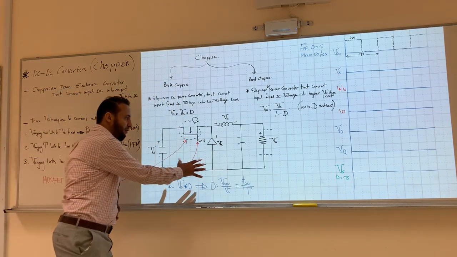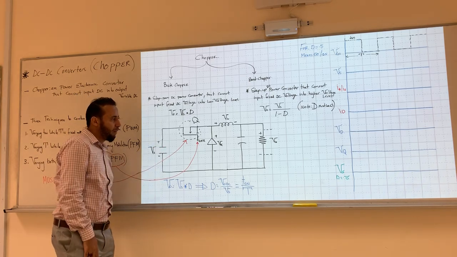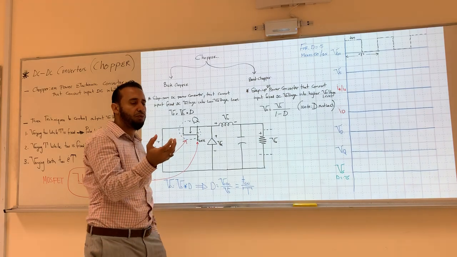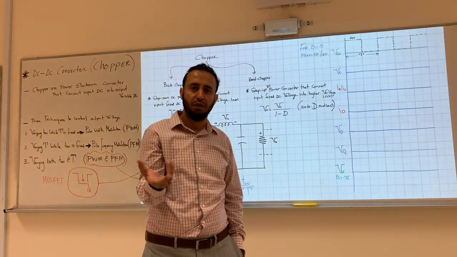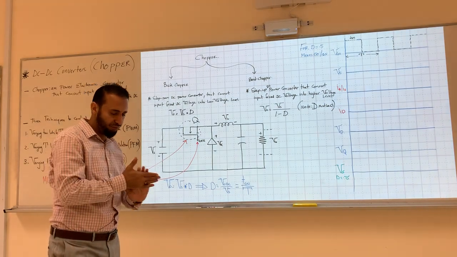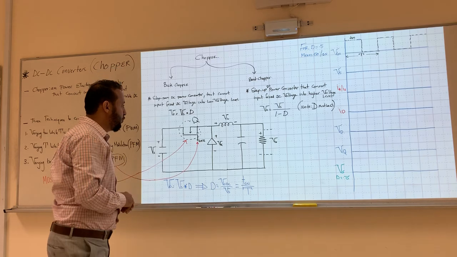So you need to memorize this equation for the buck, and you need to memorize this equation for the boost. This is our circuit. So this is the V source, and this is the MOSFET. So the MOSFET will work as what? The MOSFET will work as a switch.